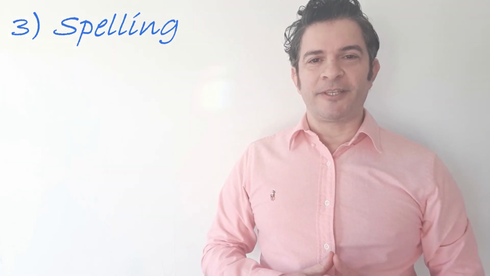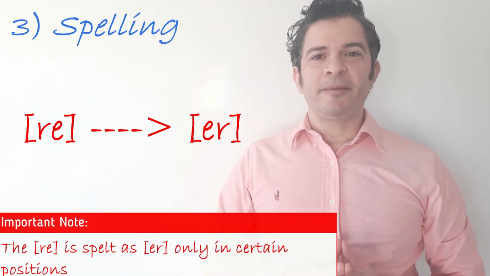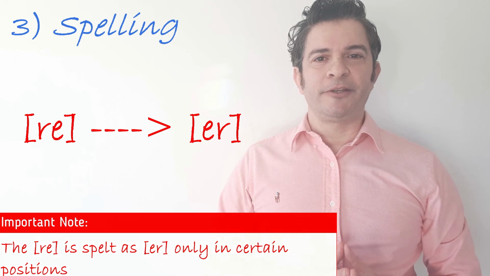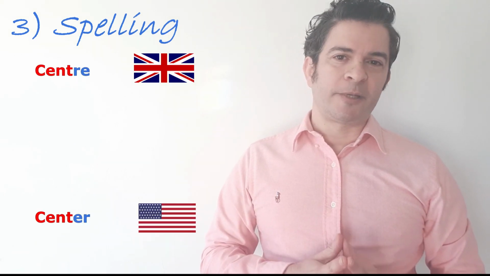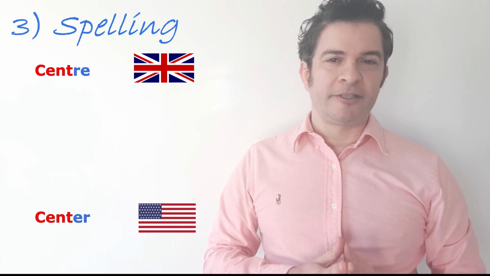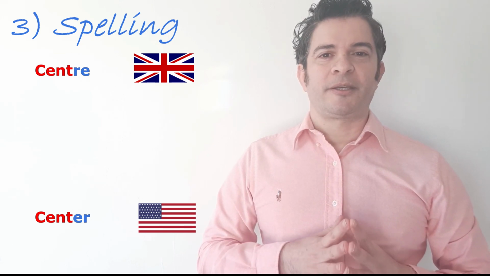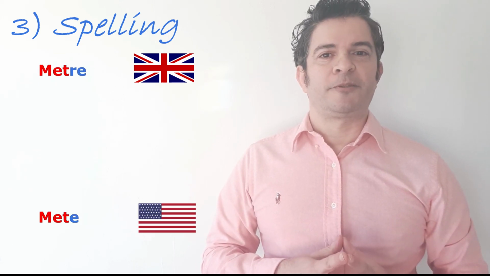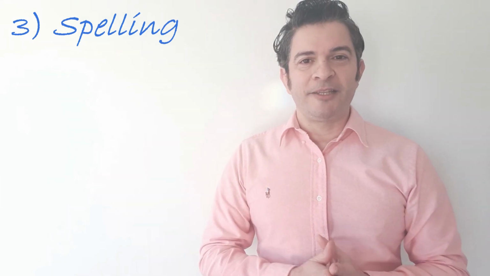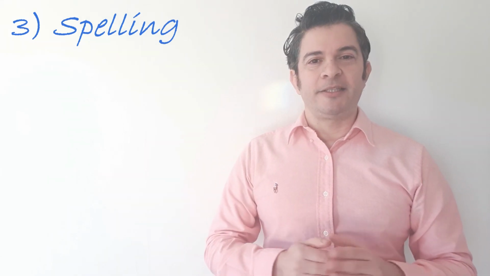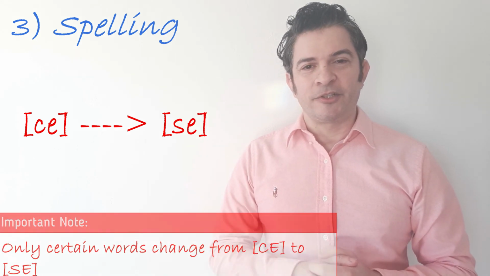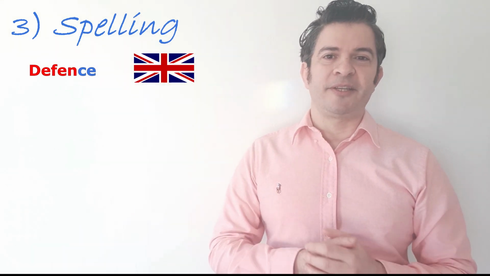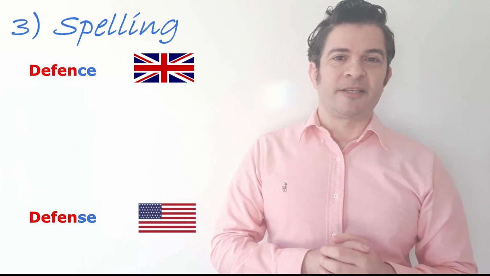The next spelling difference is the RE becomes ER in American English. So centre is spelled as center in American English. Metre is spelled as meter. The last spelling difference that I'd like to highlight is the CE becomes SE in American English. As an example, defence is spelled as defense with S.